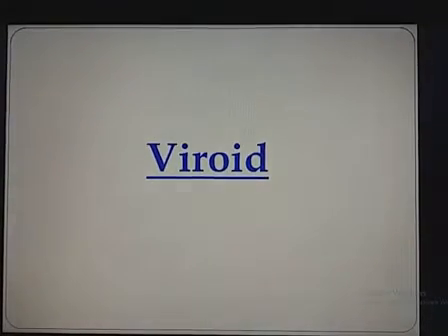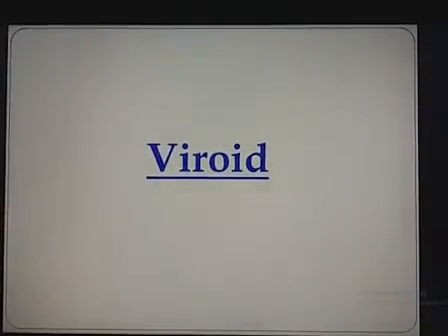Good afternoon, students. Today we're going to discuss the structure and functional components of three other infectious agents. One is the viroid, second one is the prion, and third one is the mycoplasma. So let's start with the viroid.